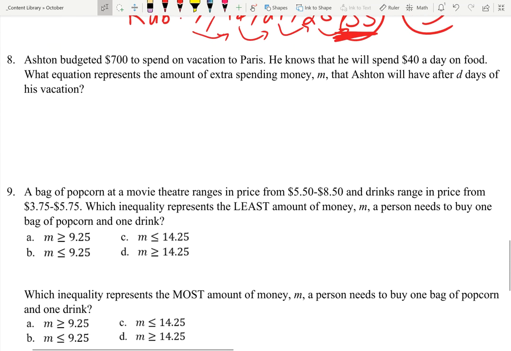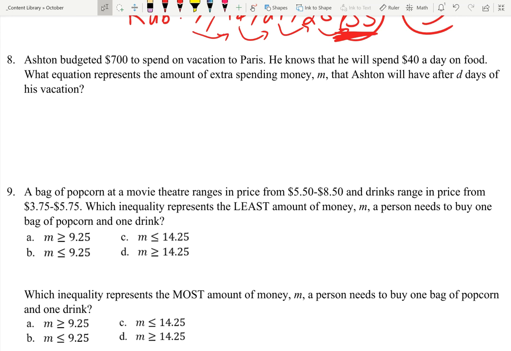Okay, number 8. Ashton budgeted $700 to spend on vacation to Paris. He knows that he will spend $40 a day on food. What equation represents the amount of extra spending money, M, that Ashton will have after D days of his vacation?